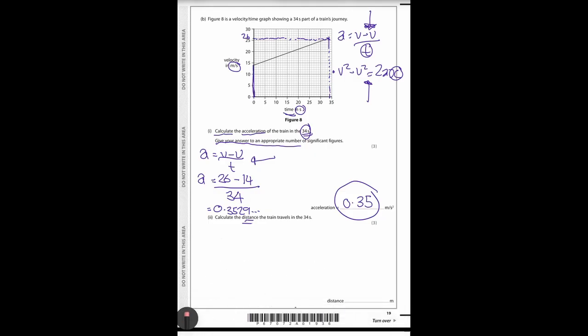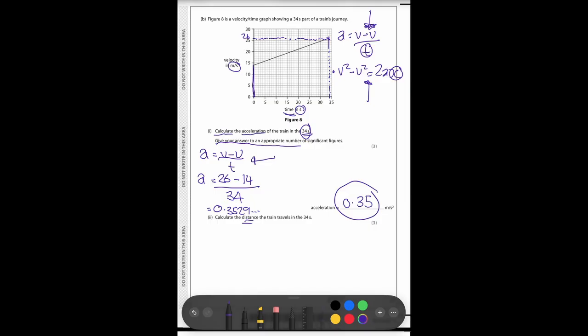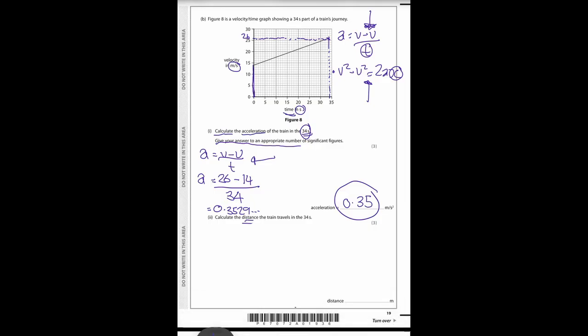Because they've given me a velocity-time graph, I know that the area under the graph must be equal to the distance traveled. And again, from my content, that's just something that I need to know. So I'm going to show the examiner that I know that the area under a velocity-time graph equals distance or displacement. So I've shown the examiner that I know this, and then I can either call this a trapezium and use the formula for a trapezium. So that would be a trapezium there.